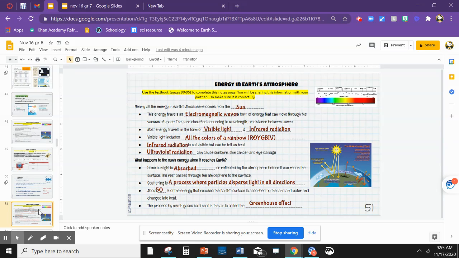Some sunlight is absorbed or reflected by the atmosphere. We should know the process scattering, where particles disperse light in all directions. About 50% of the energy that reaches the Earth's surface is absorbed by the land and water. And then a process by which gases hold heat in the air is called the greenhouse effect. That is a natural thing that happens. Again, this section was on energy in the Earth's atmosphere.